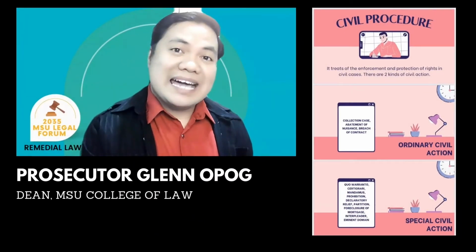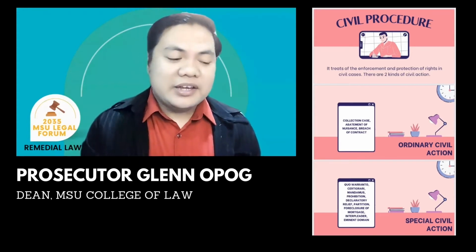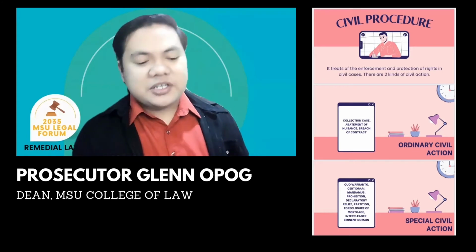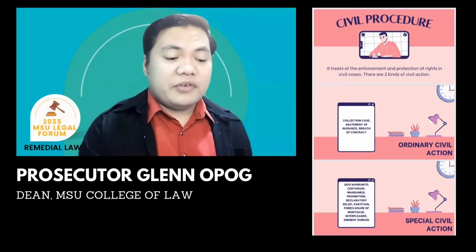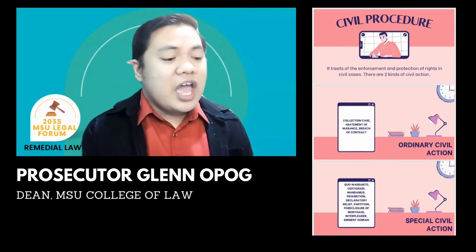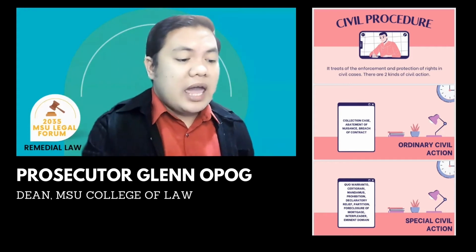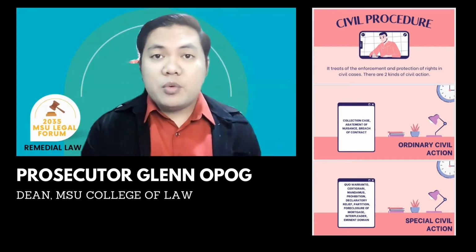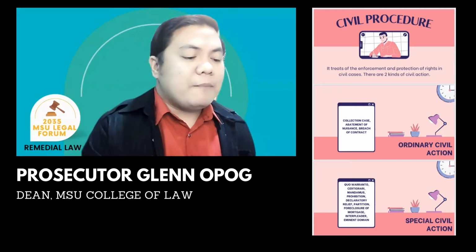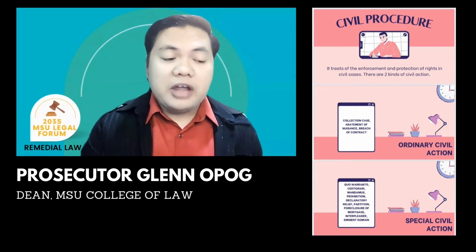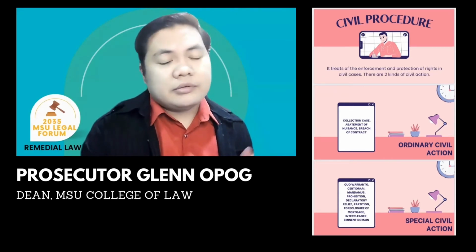So good day, I am tasked to discuss all about civil procedure. And when we say civil procedure, it treats the enforcement and protection of rights in civil cases. And there are two kinds of civil action. The first one is the ordinary civil action, which includes collection case, abatement of nuisance, and breach of contract. And the second one is the special civil action, which includes foreclosure of mortgage, interpleader, eminent domain, quo warranto, certiorari, and more.